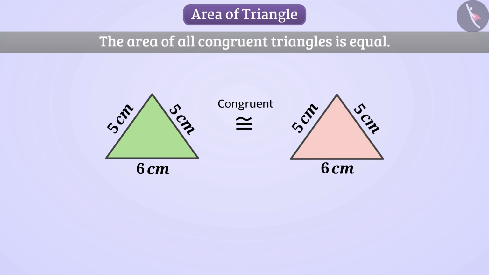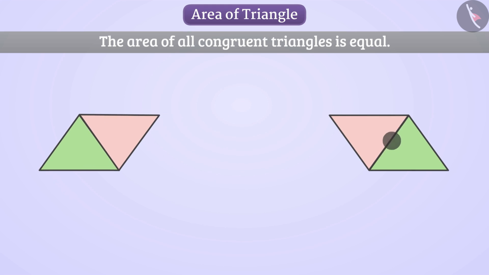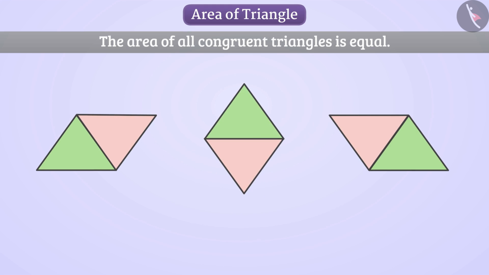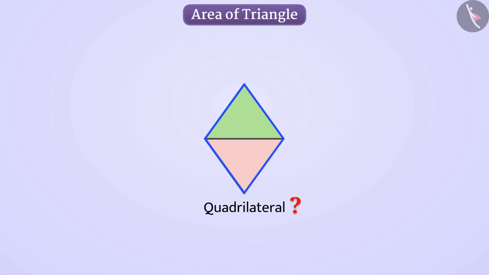Let me explain you. We will place both pieces of congruent triangles together in such a way that a pair of their corresponding sides is joined. You can do it in this way, or this way. By doing this, you will get a quadrilateral. Which type of quadrilateral is this? Think.